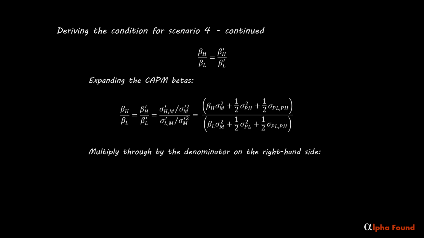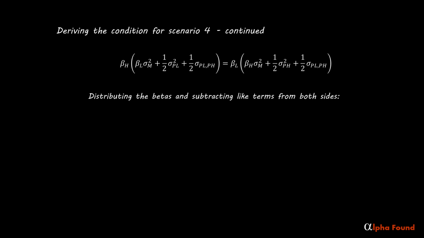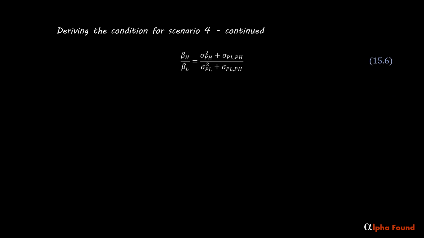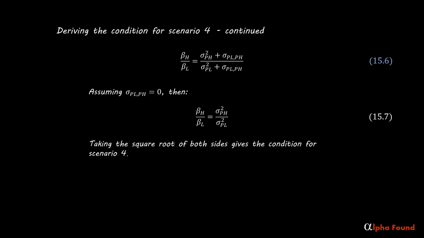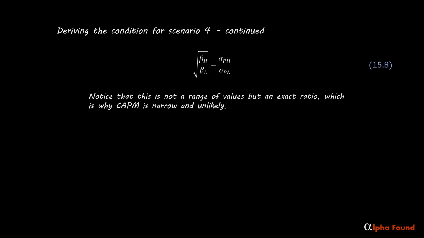Multiplying through by the denominator on the right-hand side, distributing the betas and subtracting like terms from both sides, multiplying through by 2 and moving terms around, assuming the covariance between perturbations is 0, then taking the square root of both sides gives the condition for scenario 4. Notice that this is not a range of values but an exact ratio, which is why CAPM is narrow and unlikely. Now we also have the correct condition for scenario 3.